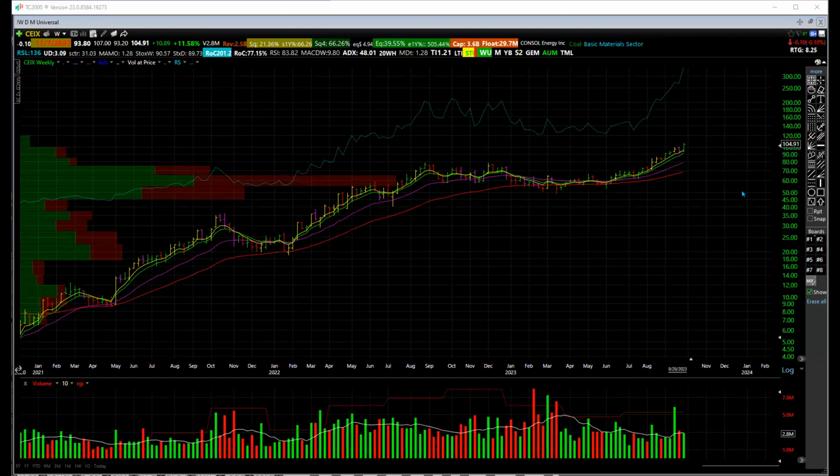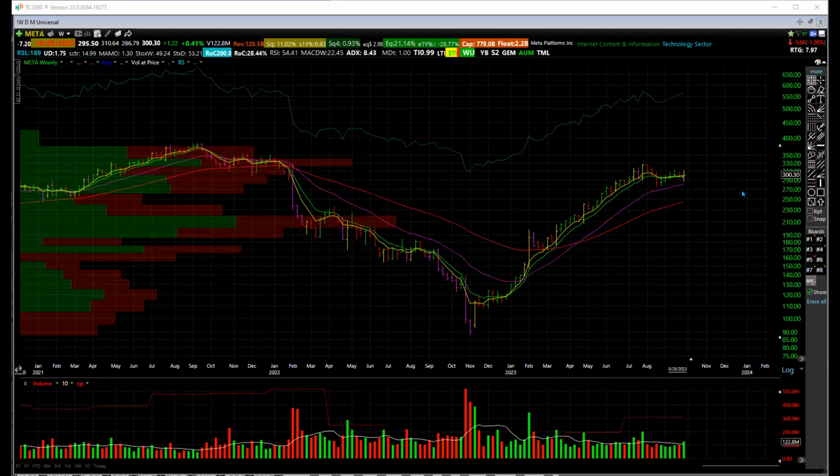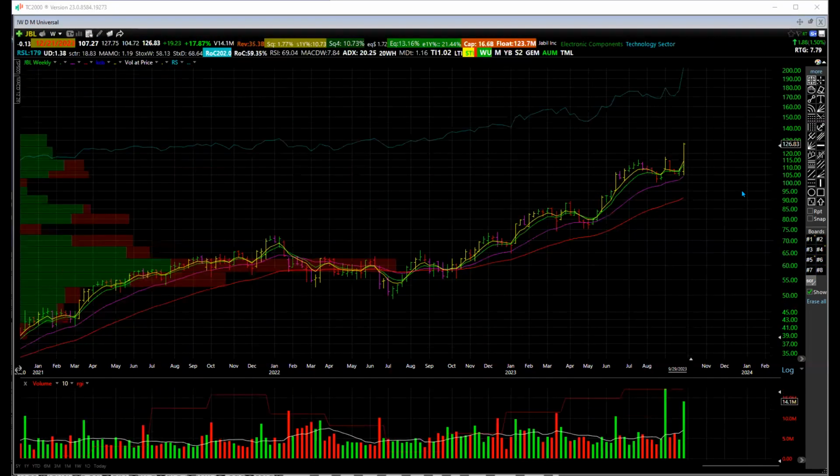This one, maybe not so. This one's in a kind of weaker pullback. Alpha's come off now, so that's got some work ahead of it. This one's in a nice base. Meta, this one already powered through.